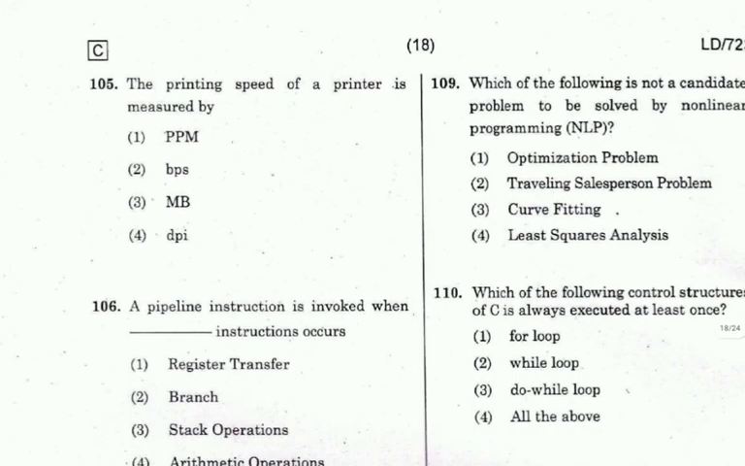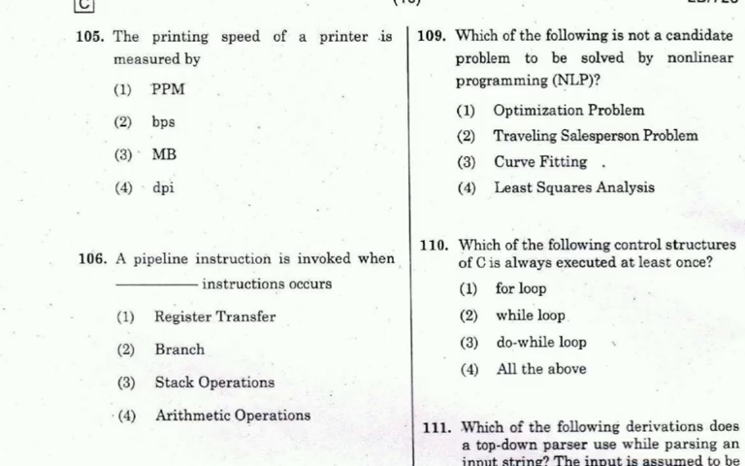The printing speed of a printer is measured by. So it is measured by ppm, so pages per minute. It is a standard measure for printer speed, indicating how many pages can be printed in a minute. And bits per second means for data transmission, megabits for measuring the data size, and dpi, that is dots per inch, measures the print resolution but not speed. So option 1, ppm, is the correct answer.